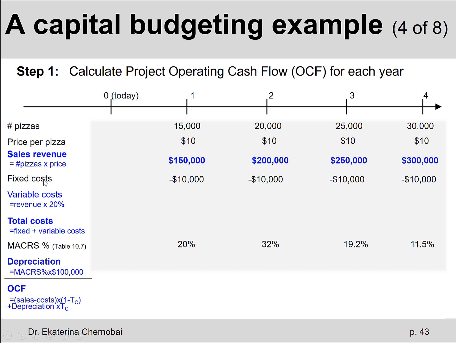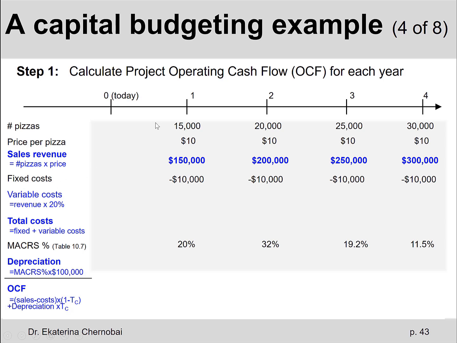But fixed costs, on the other hand, are fixed. They don't increase if we produce more pizzas or decrease if we produce fewer pizzas. So maybe we are renting some equipment, right? So it doesn't matter how much we use it. We are just paying a flat fee every month. Anyway, variable costs are 20% of the sales revenue.